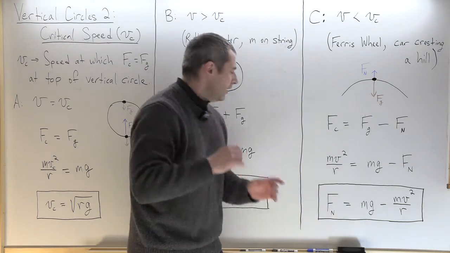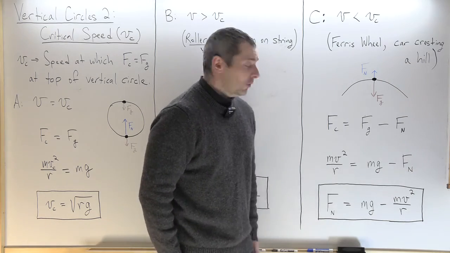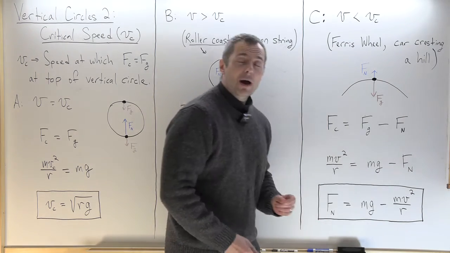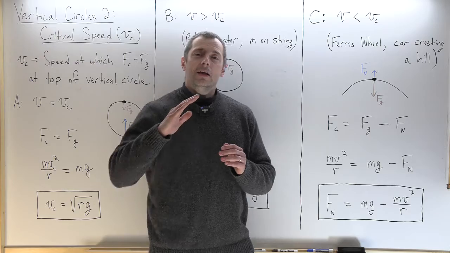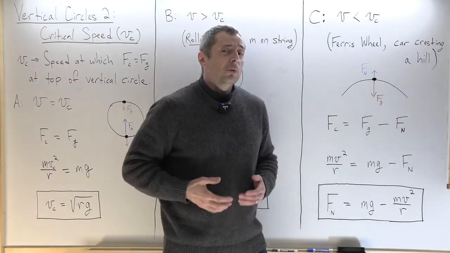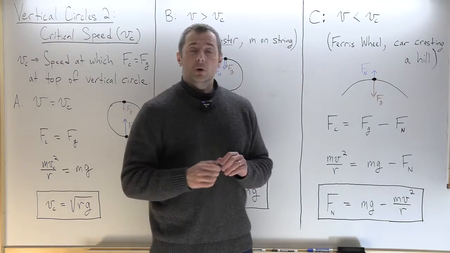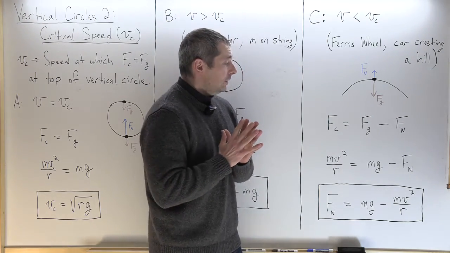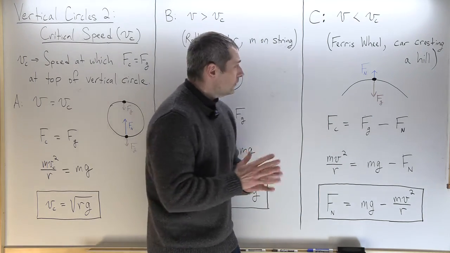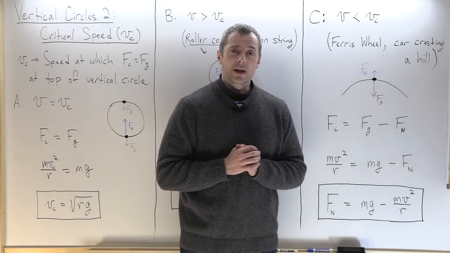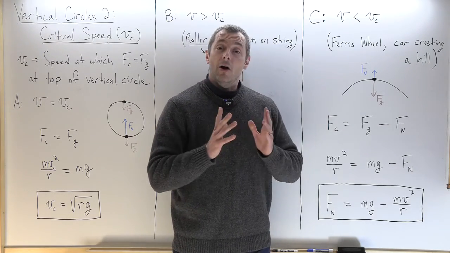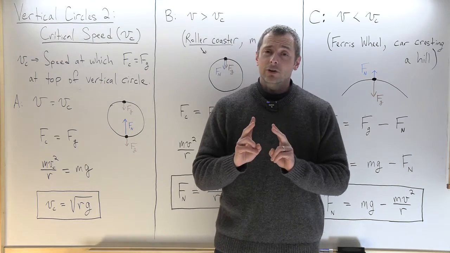When you go over that crest, you feel the support force under you less than your body weight. So if you're a 100-pound person, maybe you only feel 80 pounds of support force underneath you, the subtracting of mv squared over r. So if you need a moment to catch up, let's pause for a second and copy these notes down. All right, so that's vertical circles too.